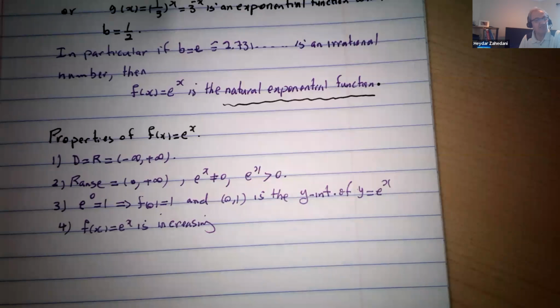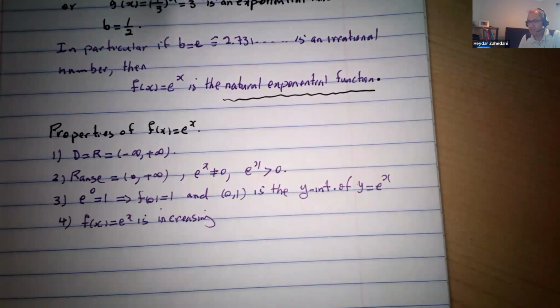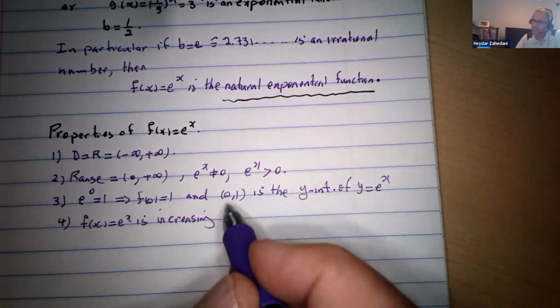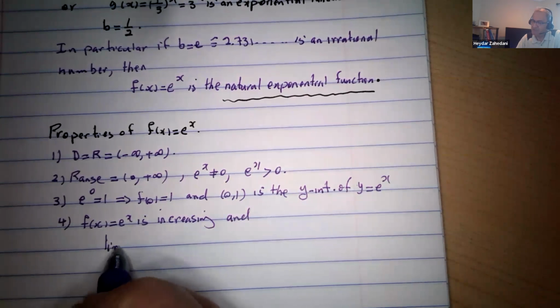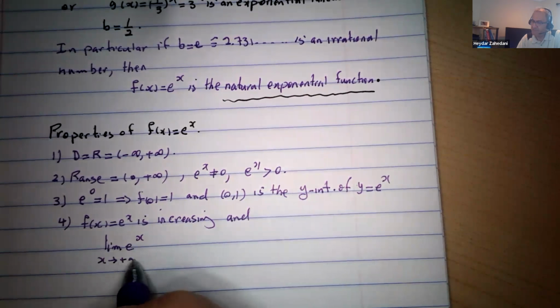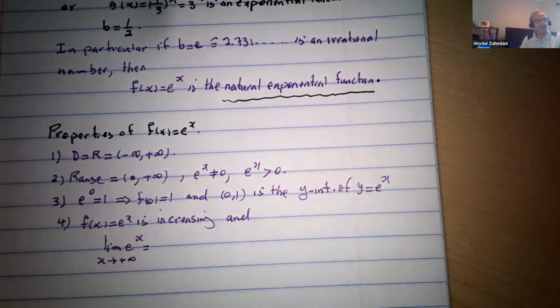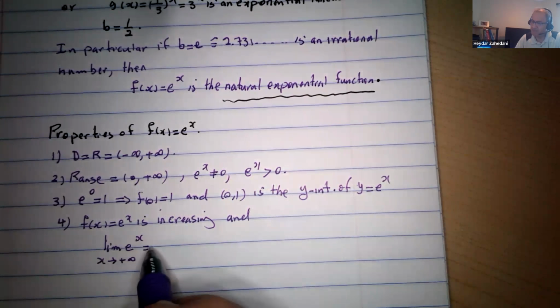So this means as you increase the value of x, the value of the function gets bigger and bigger. And two properties that we're going to use from time to time: the limit of e to the x when x goes to positive infinity. Since this is an increasing function, it's getting bigger and bigger and bigger, so eventually this would be positive infinity.